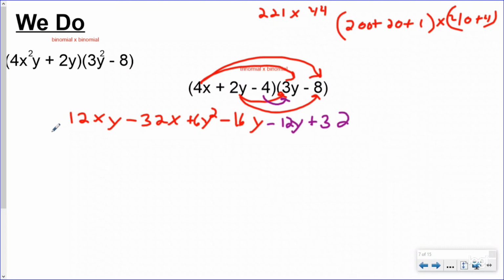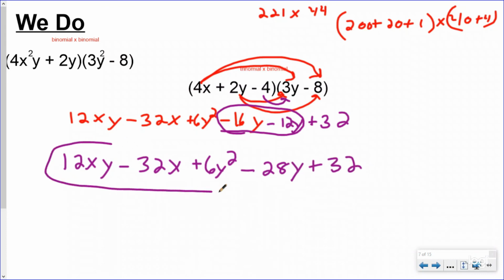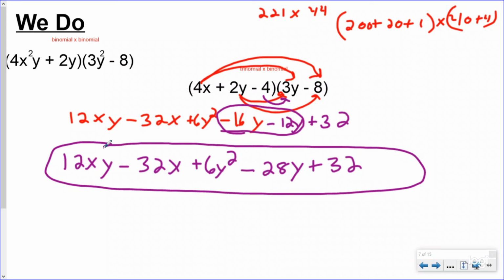All right, so now we do have some like terms. We have negative 16y and negative 12y, so we need to combine our like terms just like you normally would. So we're going to have 12xy minus 32x plus 6y squared minus 28y plus 32, and this would be my simplified answer when I was multiplying this trinomial times this binomial.